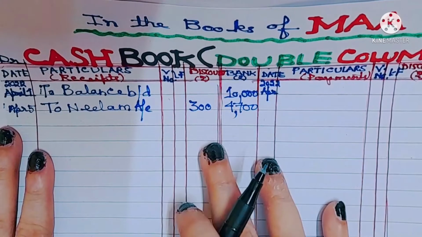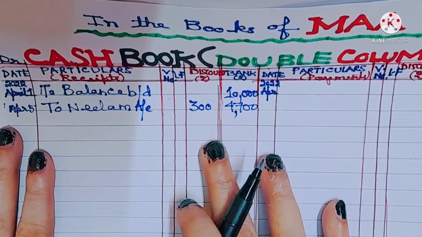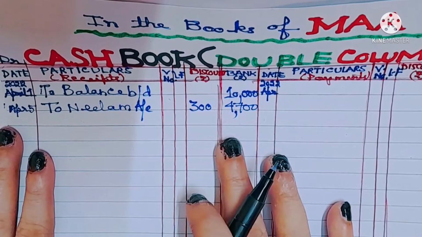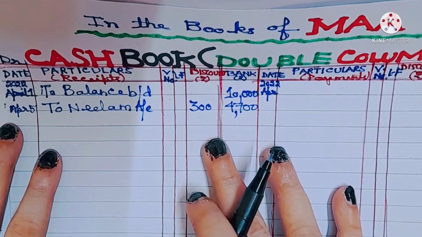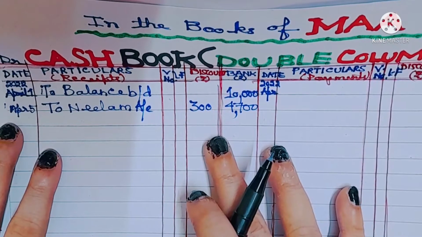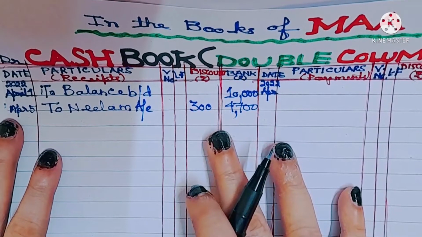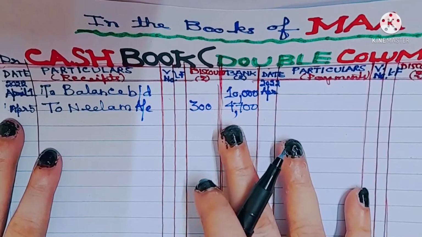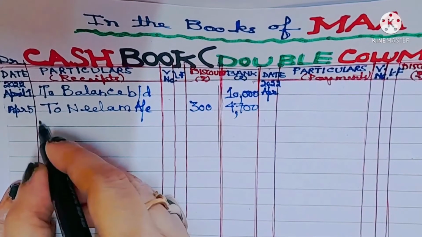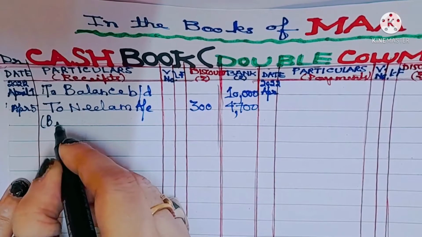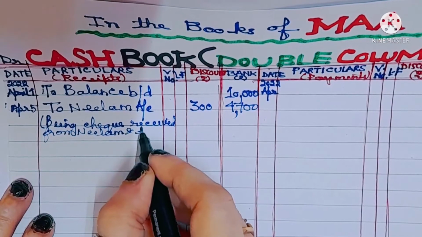Why is discount allowed debit? Because discount allowed comes under nominal account. According to nominal account, all losses and expenses are debit. Because when rupees 300 discount is allowed to Neelam by Ma, this is a loss for the business. So discount allowed account will be debited by 300. Okay, so let's write down the narration. Being check received from Neelam and discount allowed.